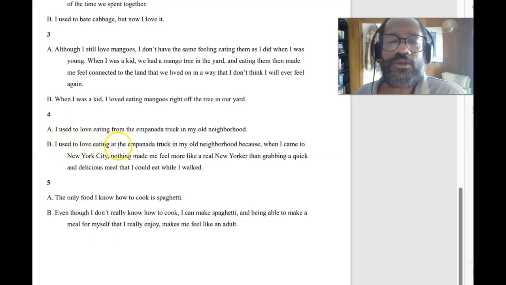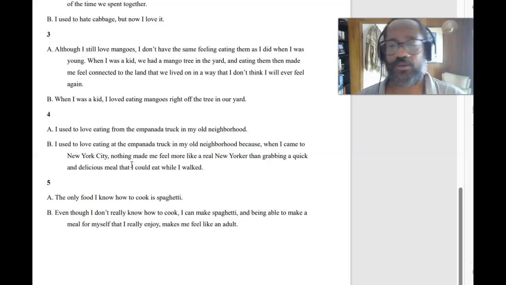But if we want to say, I used to love eating at the empanada truck in my old neighborhood because when I came to New York City, nothing made me feel more like a real New Yorker than grabbing a quick and delicious meal that I could eat while I walked. And again, that has nothing to do with family. It doesn't even have to do with growing up. It's just the sense of walking around the city. What are the foods you like in the city and why? How do you feel connected to that?